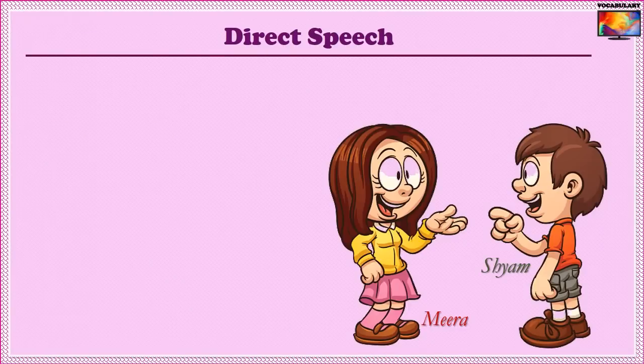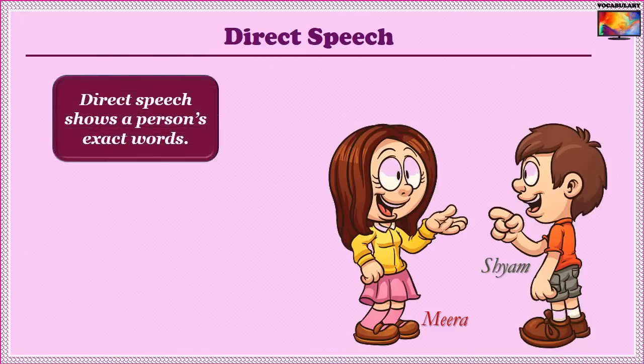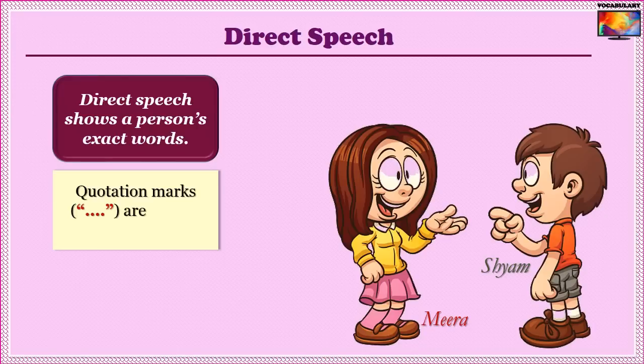Well, there are two ways to report what someone says or thinks. The first one is direct speech, which shows a person's exact words. Quotation marks are used in direct speech. They are a sign that the words are the exact words that a person used.